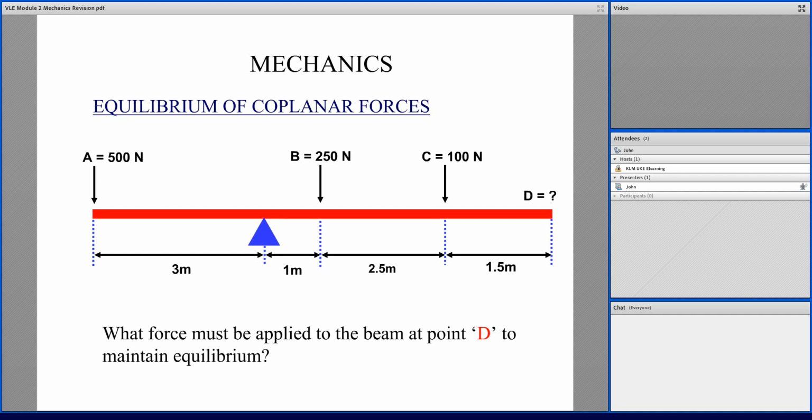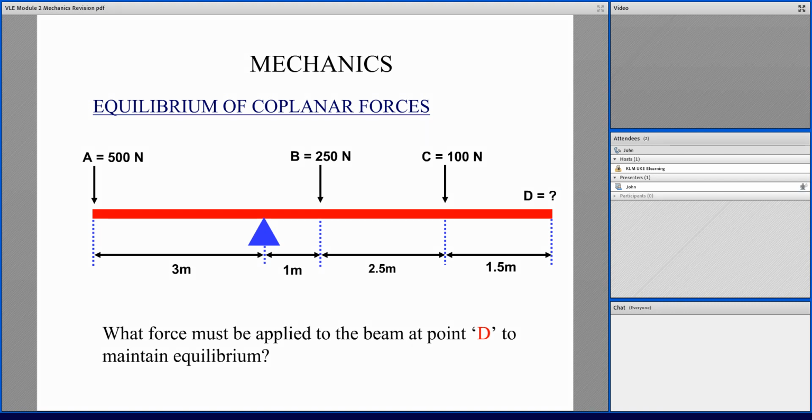What the problem wants you to determine is what force must be applied to the beam at point D to maintain equilibrium. So we've got D acting at the end there. We don't know what direction it's acting in, so to solve this problem we can assume it acts in any direction. When solved, the magnitude of D will be the same regardless of the direction. The only thing that will change is whether it is positive or negative. If it's negative, it just means it was acting in the opposite direction.